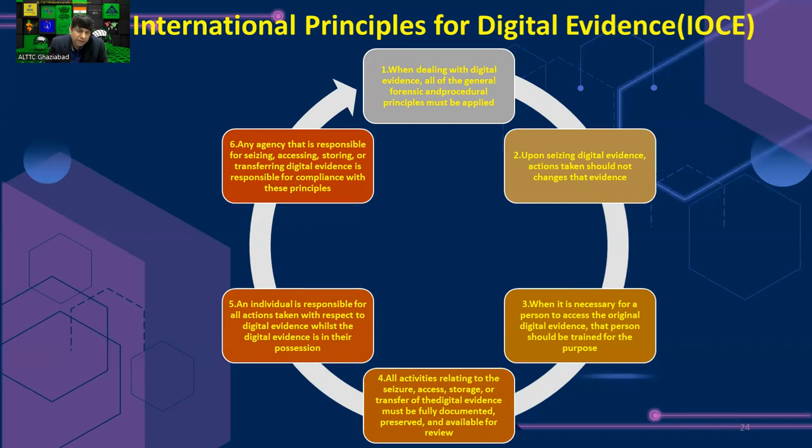Next rule, part of the next: an individual is responsible for all action taken with respect to digital evidence while the digital evidence is in their possession. And the final: any agency that is responsible for seizing, accessing, storing, or transferring digital evidence is responsible for compliance with this principle. So these are the fundamental principles for digital evidence. One by one I share here through PPT and also explain.